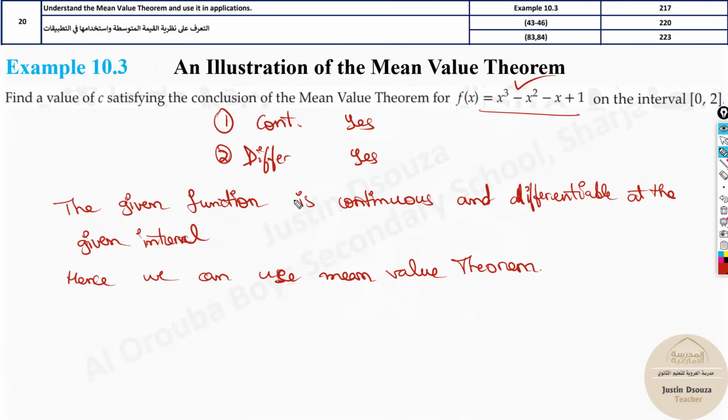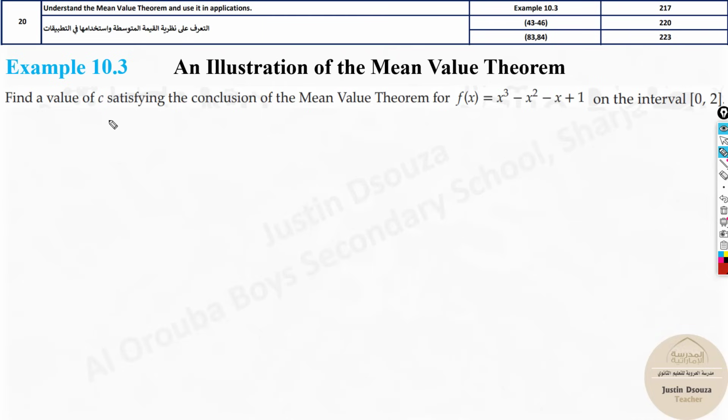After this, you need to do the solving of the mean value theorem. I'll write the formula of the mean value theorem. Here, the mean value theorem is given as f dash of c equals f of b minus f of a divided by b minus a. Now the first two steps are done, right?